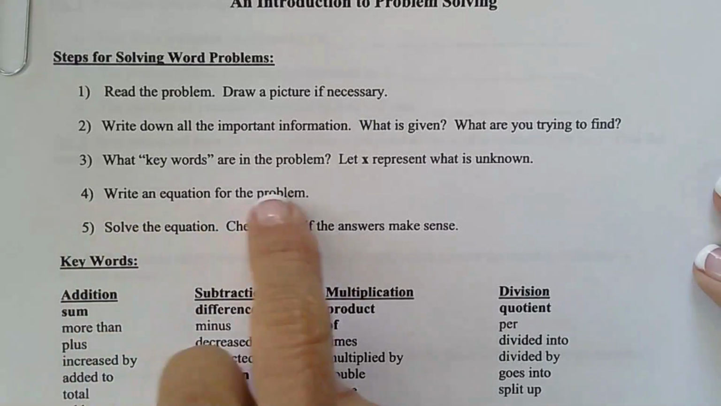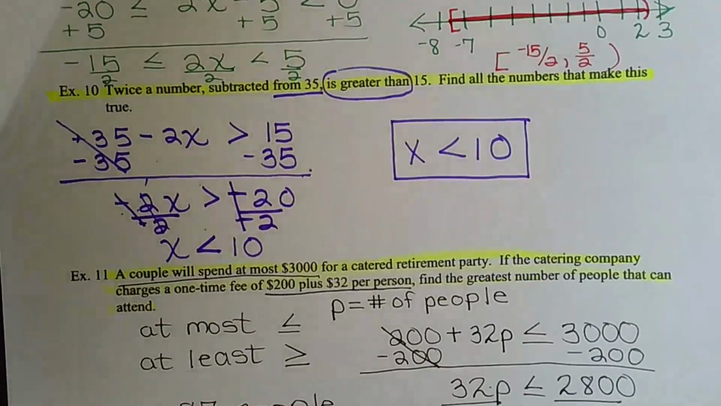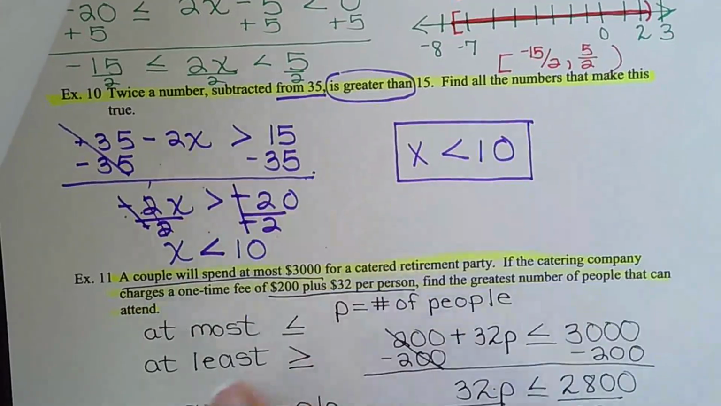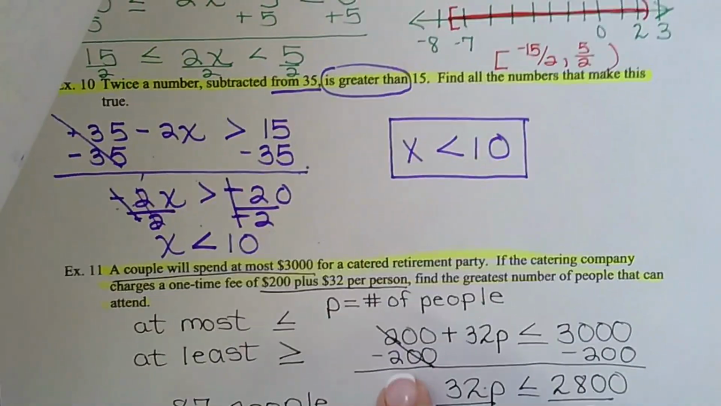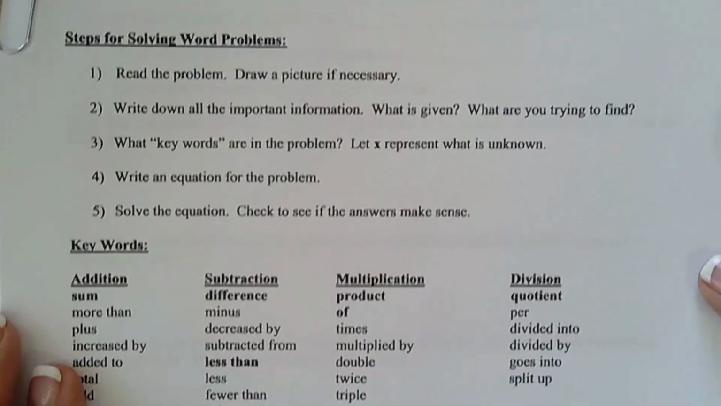So then we write the equation for the problem, which we did on our last 2 here as well. Write the equation either by direct translation or by reading the problem and writing the equation or inequality. And then you can solve. Make sure your answers make sense.